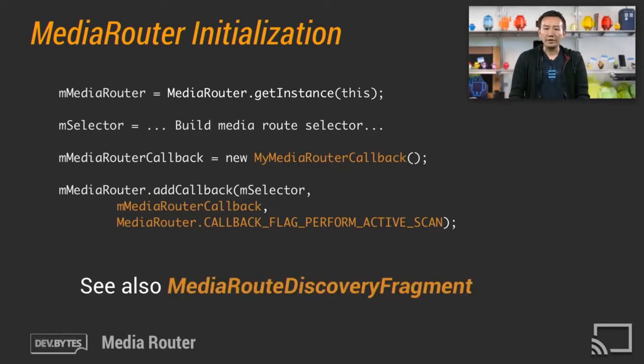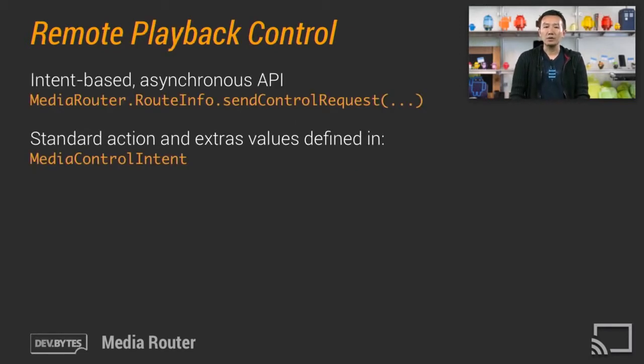I also want to point out that if you're using fragments, another option is to use media route discovery fragments, which give you the same hooks for callback registration. Once a media route is selected by the user, the app can begin issuing remote playback controls to the endpoint. The invocations are asynchronous, which makes sense considering media endpoints may be remote. The media router framework defines an intent-based protocol for basic playback controls such as play, pause, or seek. You can find the definitions of the action and extra parameters in the MediaControlIntent class.